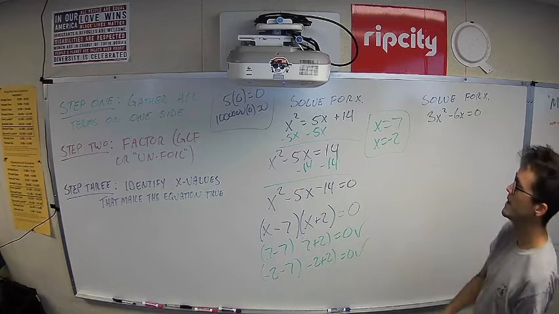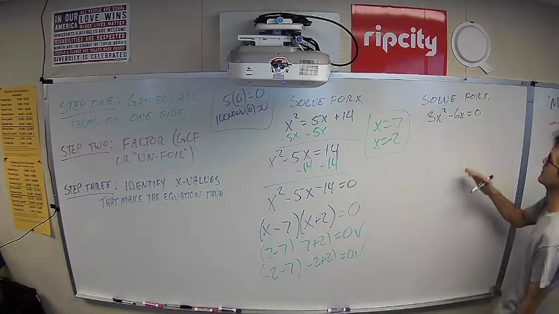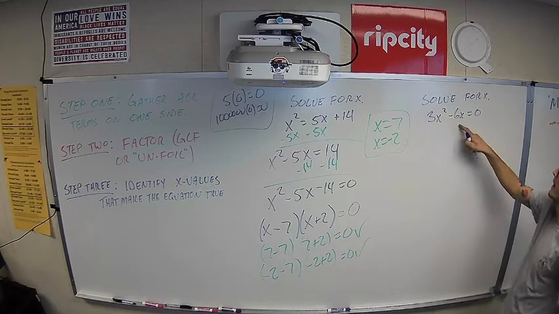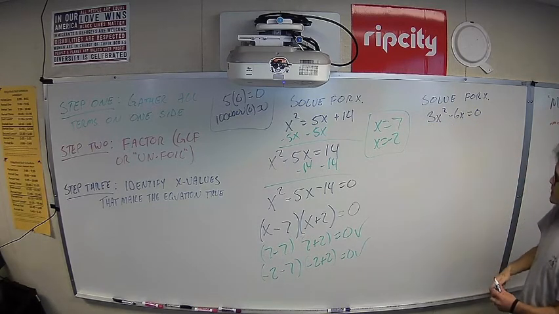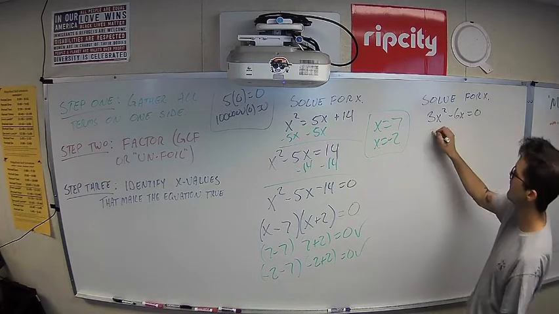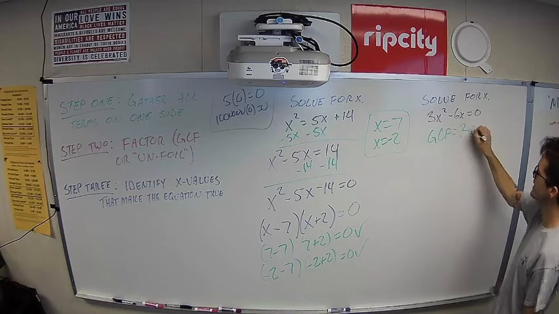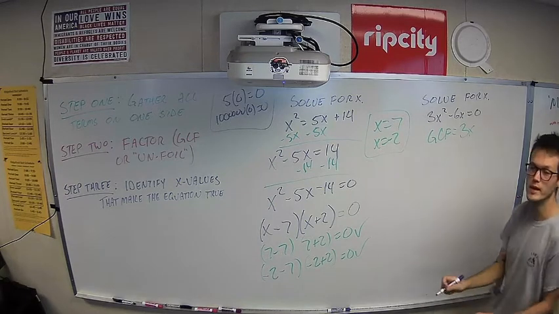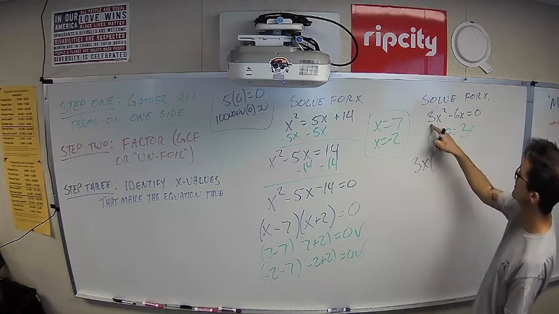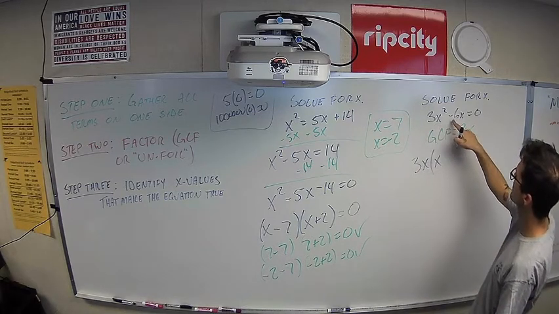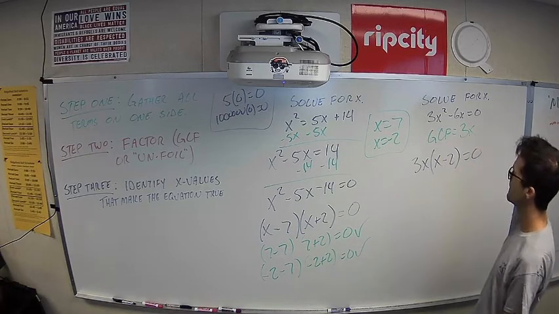Okay, one more example. What if you can't unfoil it? Good question. Say you're given something like this, solve for x. We have 3x squared minus 6x equals 0. For something like this, we can identify the greatest common factor. The greatest common factor in this case is 3x. So we're going to undistribute. We're going to take that 3x out and say 3x times, well, this looks like x, and then it's going to be minus 2 equals 0.